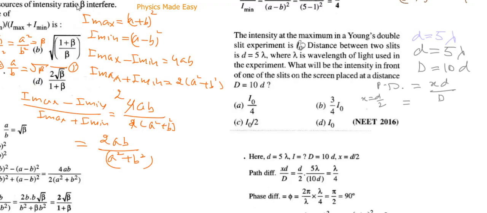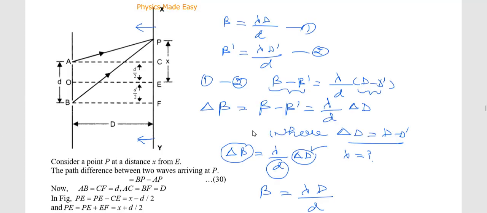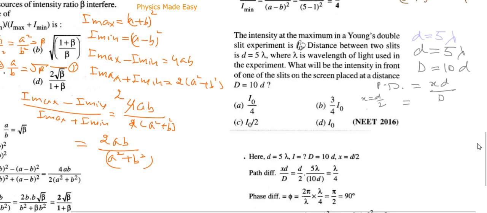Now, what does he say in the numerical? What will be the intensity in front of one of the slits on the screen? In front of one of the slits. Now, this is the slit. Either I have to find it at C, or if we choose B, then at F. C and F, both of them are at a distance d by 2. And I made use of this fact here.